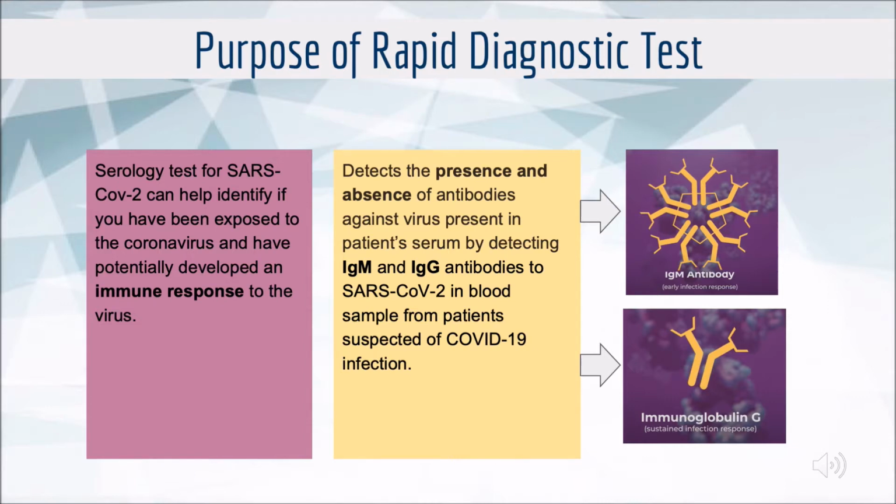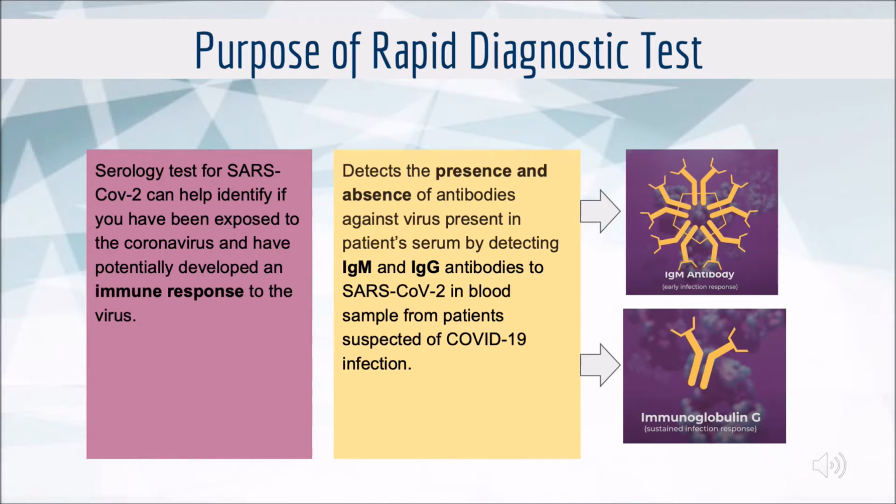The purpose of serology, a rapid diagnostic test, is to detect the presence and absence of antibodies against virus present in patient's serum by detecting IgM and IgG antibodies to SARS-CoV-2 in blood sample from patients suspected of COVID-19 infection.